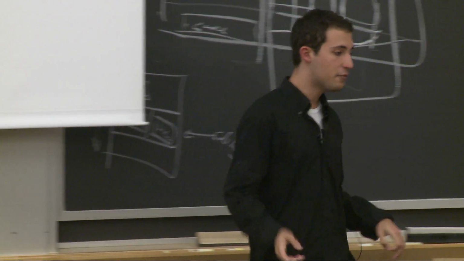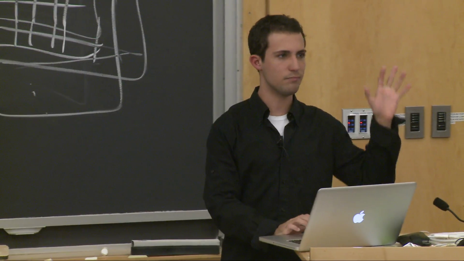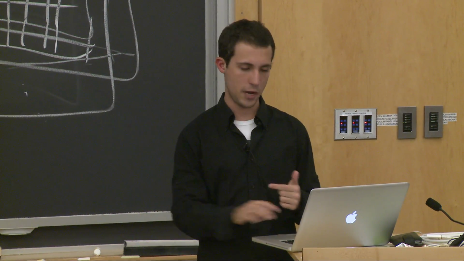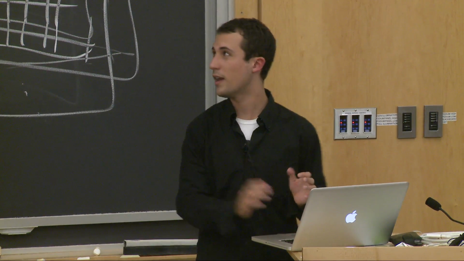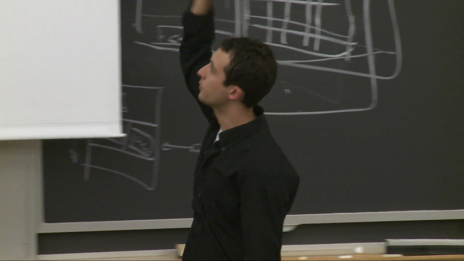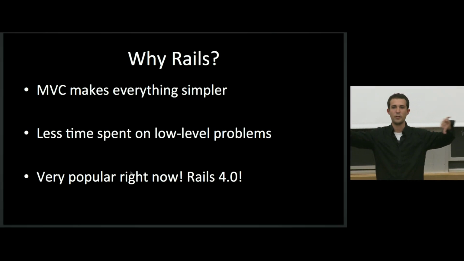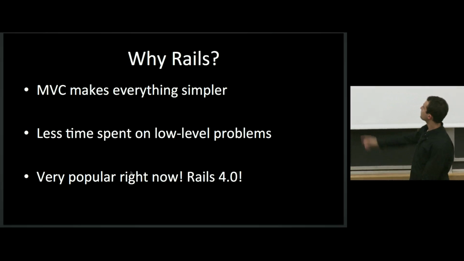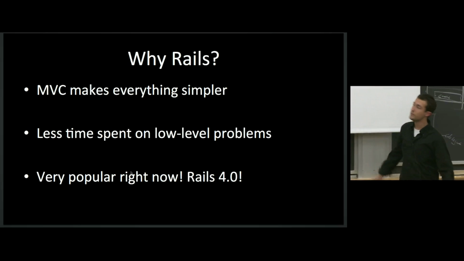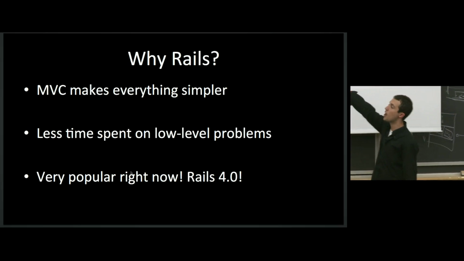And so you have to first install Ruby on your machine, but most machines already have that, and then install Rails on top of it. We're going to talk about that later. And why Rails? So MVC, that's the model view controller we talked about a little bit, makes everything simpler because it divides things that are conceptually different into different parts of your application. Less time spent on low-level problems again, and very, very popular right now.